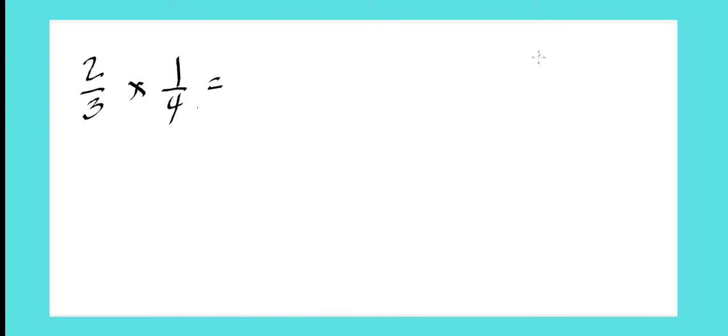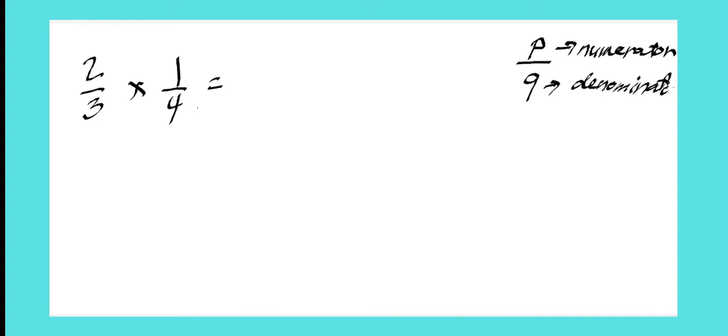A rational number can be written in the form of P over Q, where P is called the numerator, and Q is called the denominator. In short, when we are talking about rational numbers, we are referring to fractions. Alright? Is it clear? Okay.